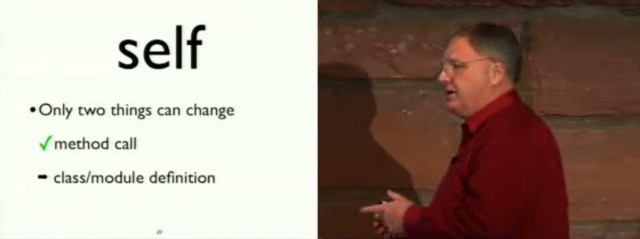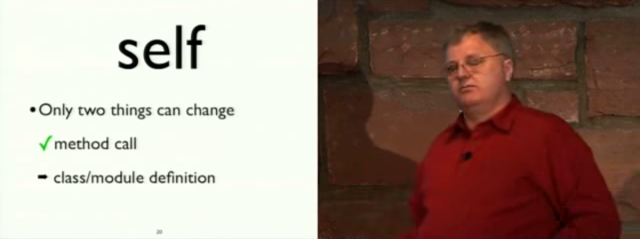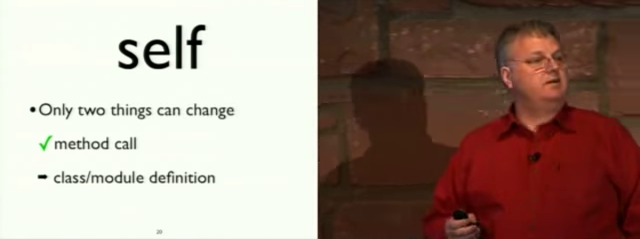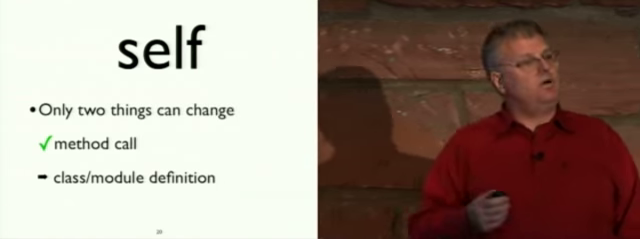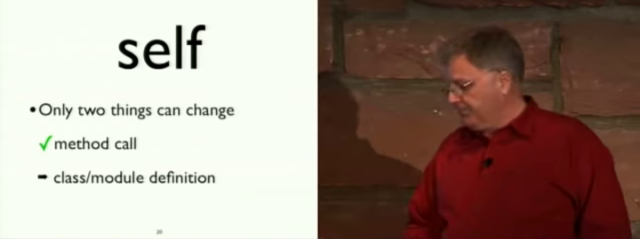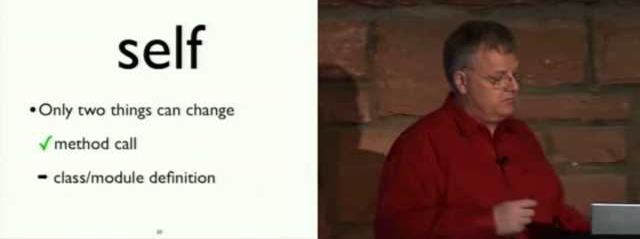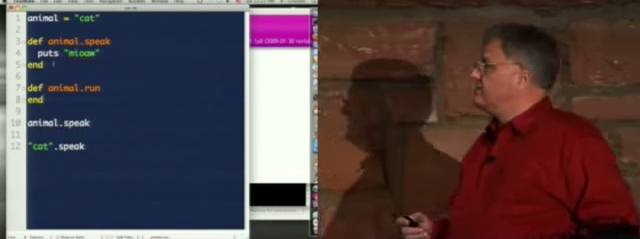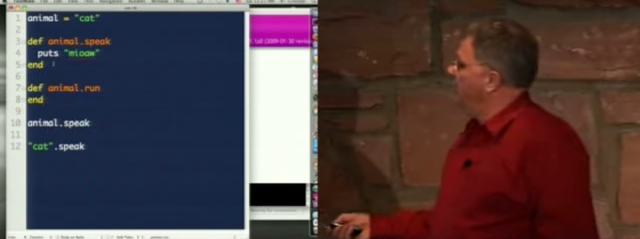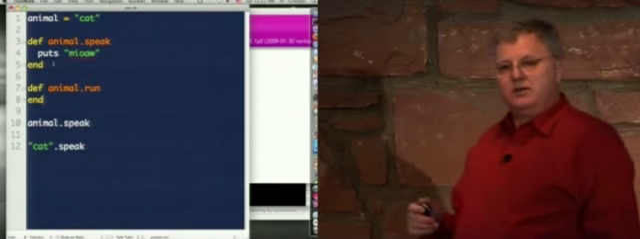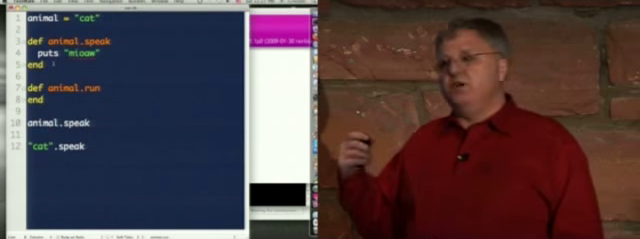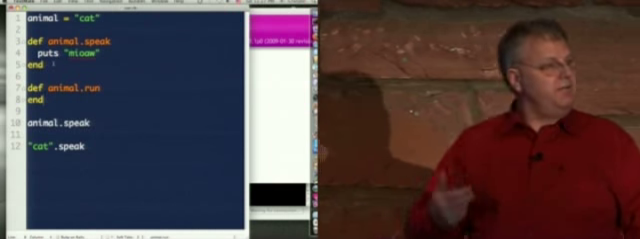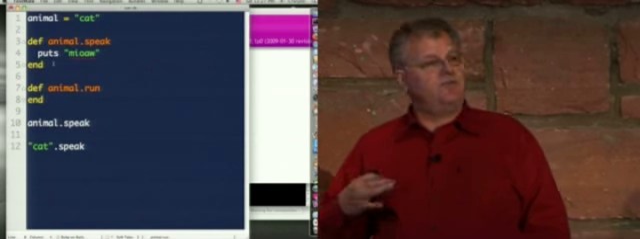So that's the first part of our equation. The idea that there's two things that change self, and one, oh, actually, you know what? I probably skipped a little bit here. Let me talk a bit about how our method gets called. When down here I say animal.speak, Ruby actually has to go and find that speak method, right? It's really useful, I find, to think about the mechanism as a kind of four-step process.